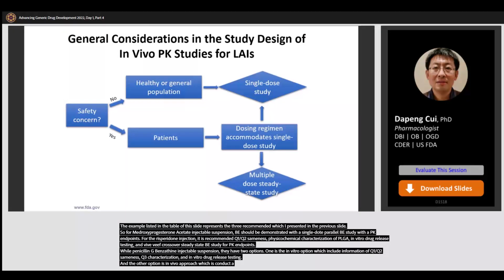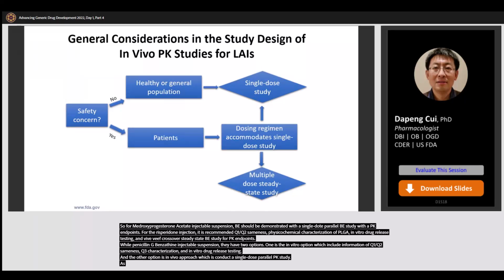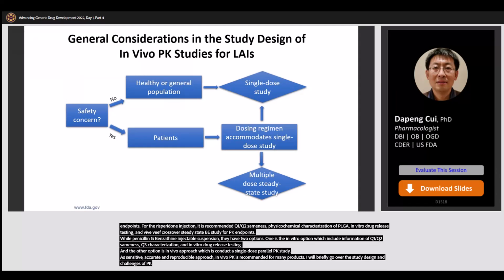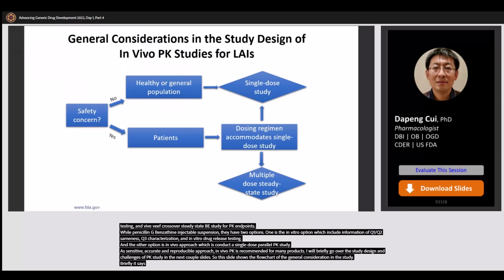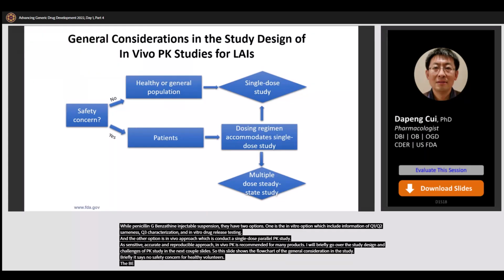So as a sensitive, accurate, and reproducible approach, the in vivo PK study is recommended to demonstrate BE for many LAI products. I will briefly go over the study design and the challenges of PK studies in the next couple of slides. So this slide shows the flow chart of the general considerations in the study design. Briefly, if there's no safety concern for healthy volunteers, the BE study can be conducted in the healthy general population. And for this situation, typically a single-dose PK study is recommended.